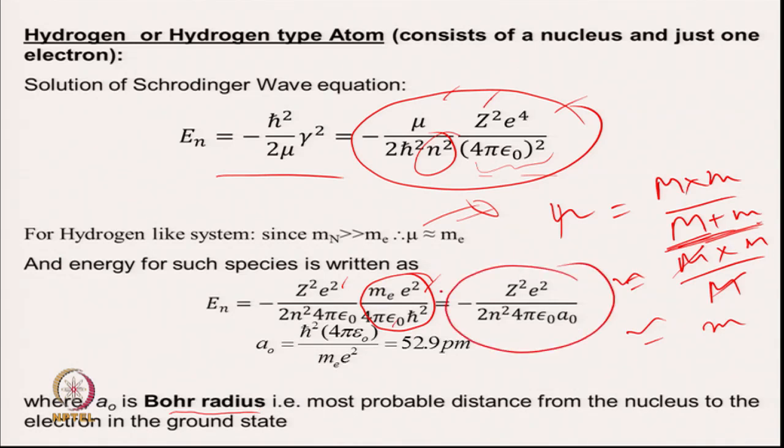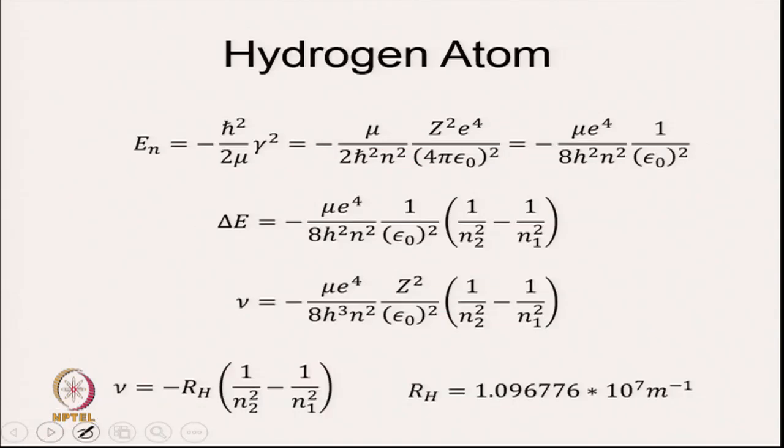So E_n is basically equal to minus Z²e² by 2n² into 4πε₀a₀, and a₀ is 52.9 picometer, which is the most probable distance from the nucleus to the electron in the ground state. Now let us again think of E_n. This is your E_n that we already discussed. This is simply μe⁴ by 8h²n² times 1/ε₀². This is the same thing which we got in previous slides.